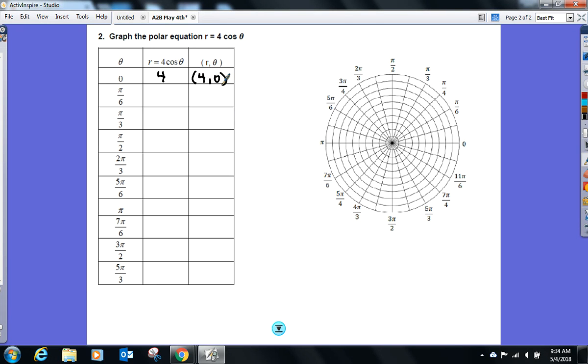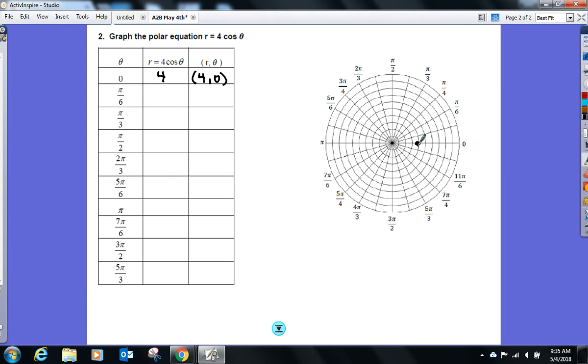All right. Let's go ahead and graph that now. 4, 0. Well, actually, let me see you graph it. So at 0 degrees, we're graphing 4, 4 units out. We're going to go baby steps with this.